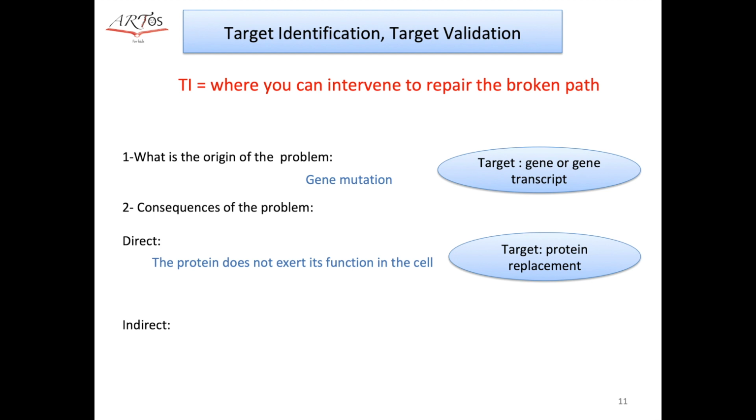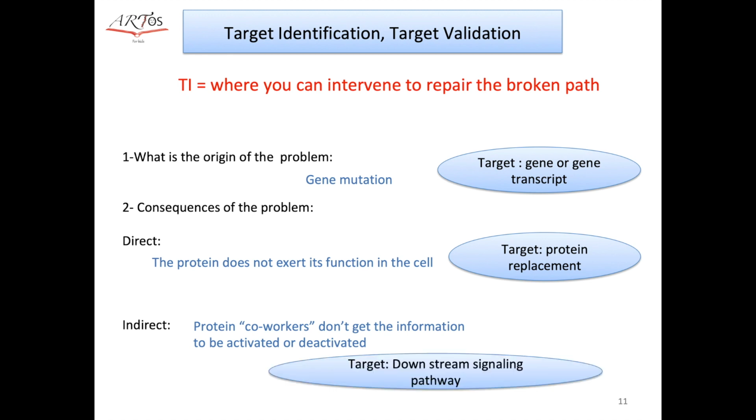The indirect consequence, what I call the co-workers, are the elements not getting their information from the protein to be activated or deactivated. The target can be any downstream signaling pathway. After having identified the target, it needs to be validated. That means checking if modifying the target activity will change the manifestation of the disease.